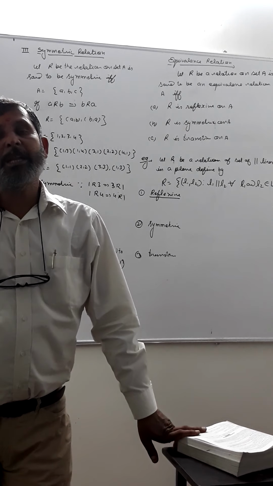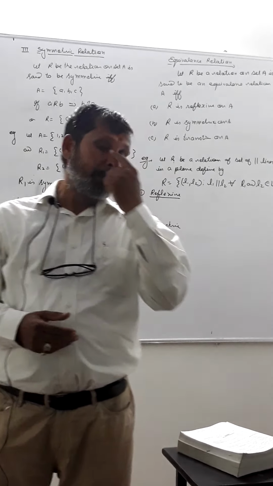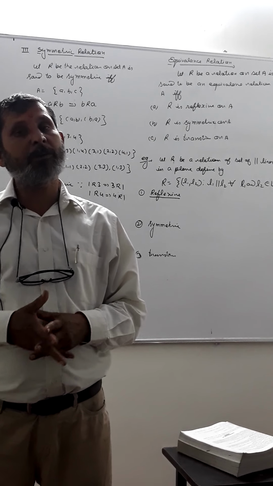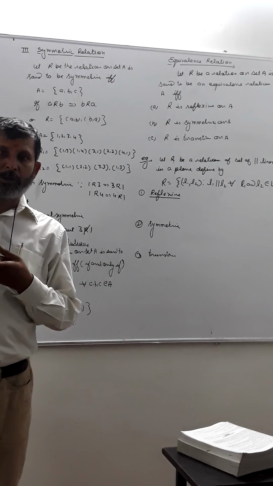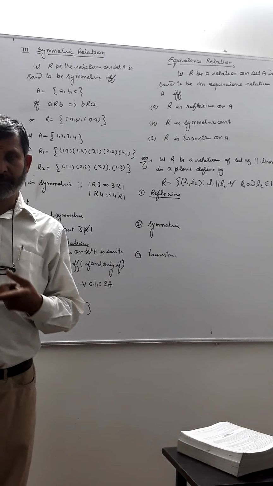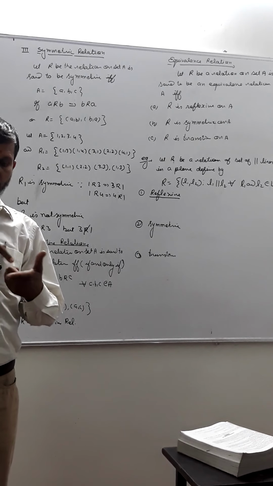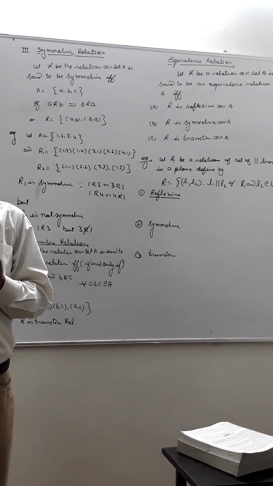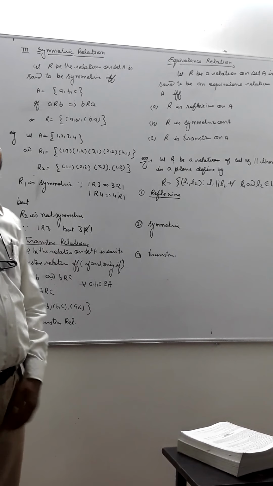Now take R as the relation of perpendicular lines in a plane. Is it reflexive? No, because a line is not perpendicular to itself. Therefore the relation is not reflexive. If L1 is perpendicular to L2, then L2 is also perpendicular to L1, so the relation is symmetric. Third, if L1 is perpendicular to L2 and L2 is perpendicular to L3, it is not necessary that L1 and L3 are perpendicular. Therefore that relation is not transitive.